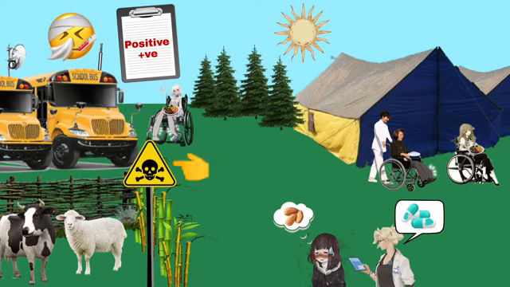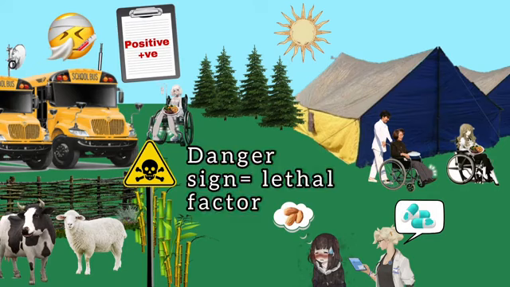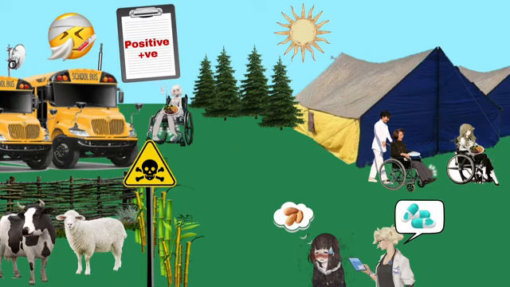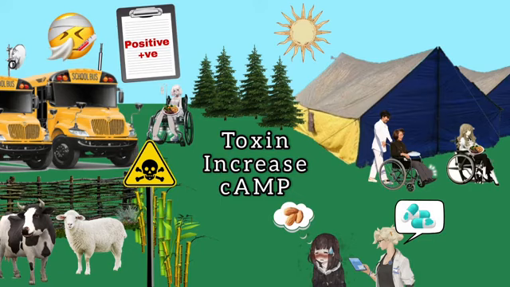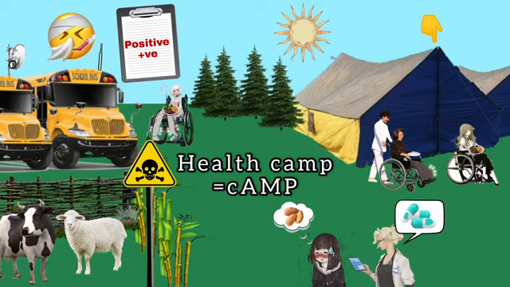Also, there is a danger sign beside the animals. The danger sign helps you remember that the third constituent is lethal factor. These three constituents together make the anthrax toxin and act synergistically to increase the cAMP levels. cAMP, or camp, is symbolized by the health camps.